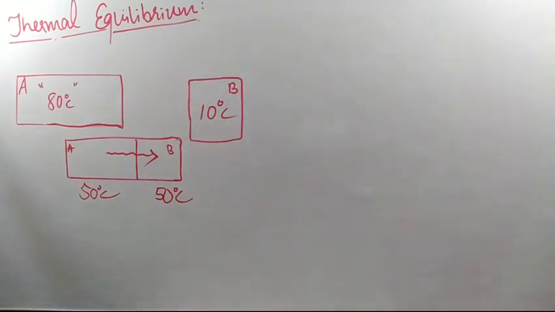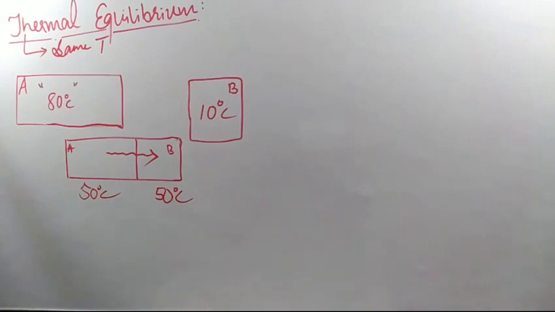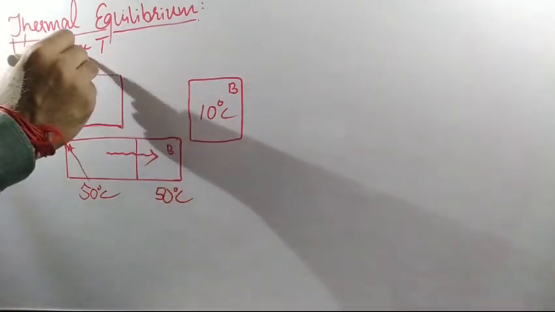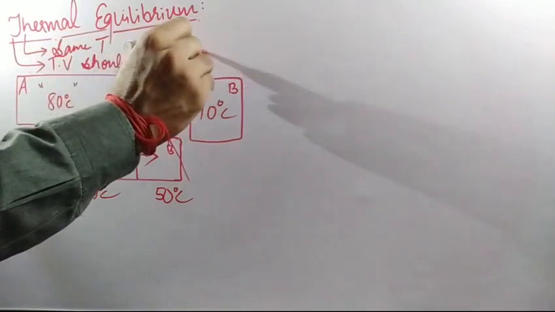And one more thing about thermal equilibrium you should remember. Just now we discussed that thermal equilibrium means same temperature T. Both the objects should have the same temperature. Clear? Now, one more thing you should remember in thermodynamics. Thermal equilibrium means thermodynamical variables should be constant. That means these values should not change.